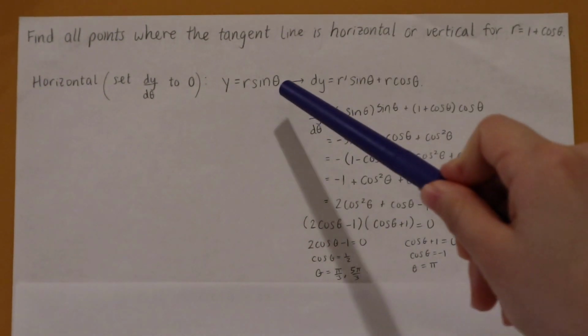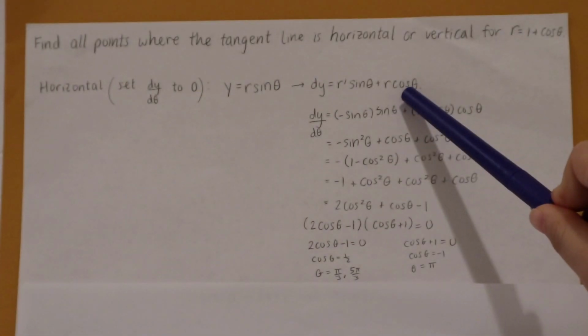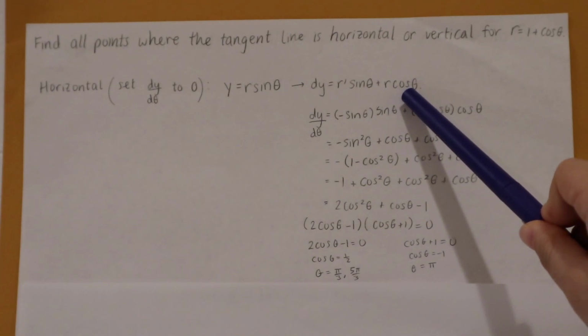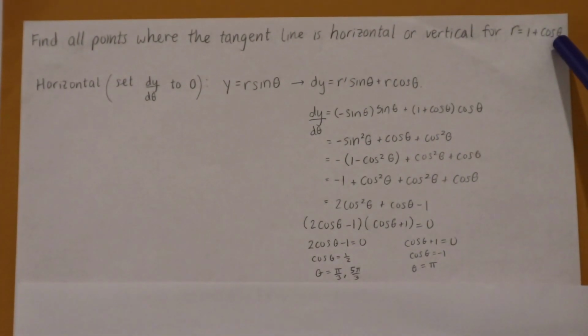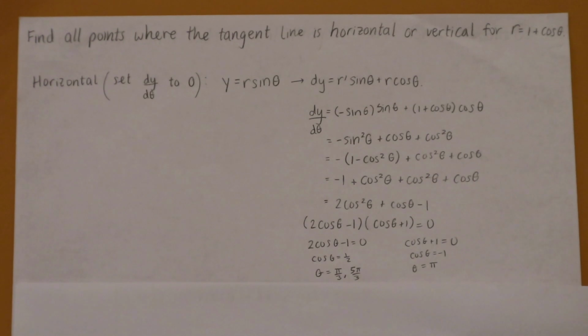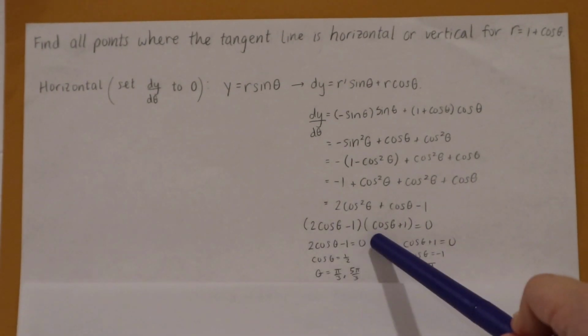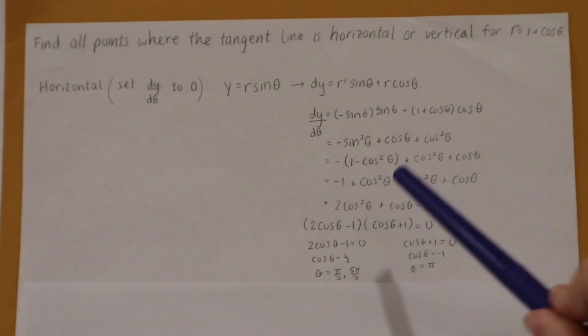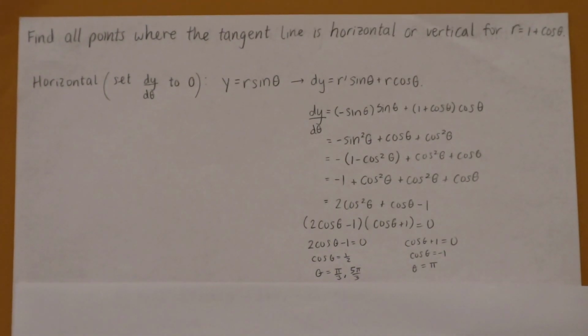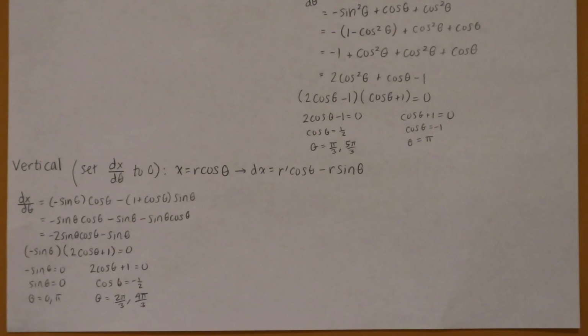We know y equals r sine theta, so using the product rule we get dy equals r prime sine theta plus r cosine theta. As you can see, r is 1 plus cosine theta and r prime is negative sine theta, and plugging those into the equation we get this. You can pause the video to see all the steps for simplifying the equation, but eventually we get 2 cosine theta minus 1 times cosine theta plus 1. We set that equal to 0, solve for theta, and the values we get are pi thirds, 5 pi thirds, and pi.